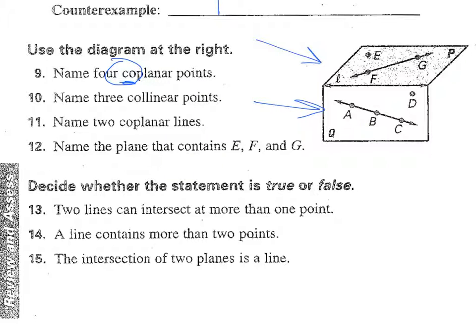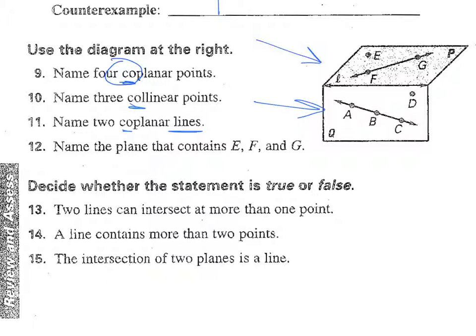In number 10, it says name 3 collinear points. Collinear. We talked a lot about that. In number 11, it says name 2 coplanar lines. So we're looking for 2 lines on the same what?